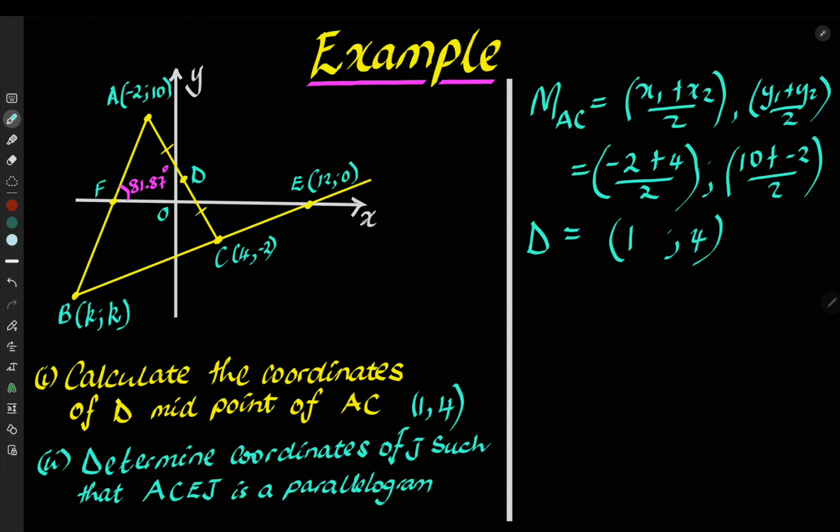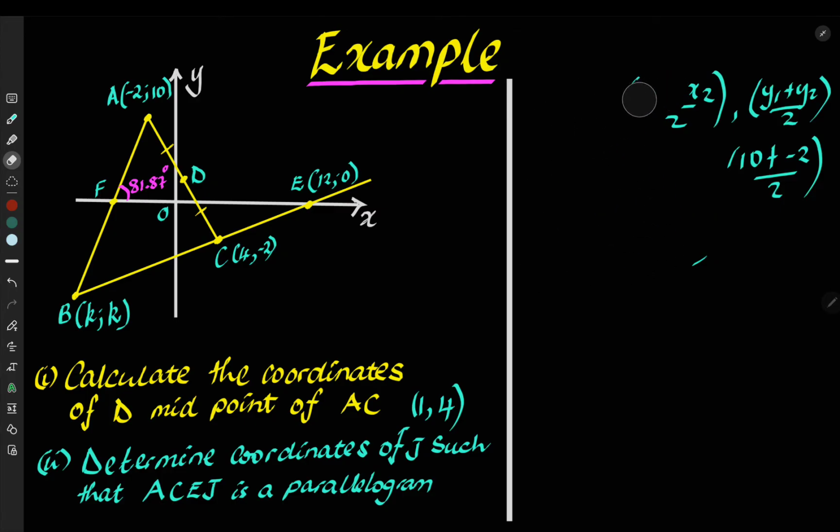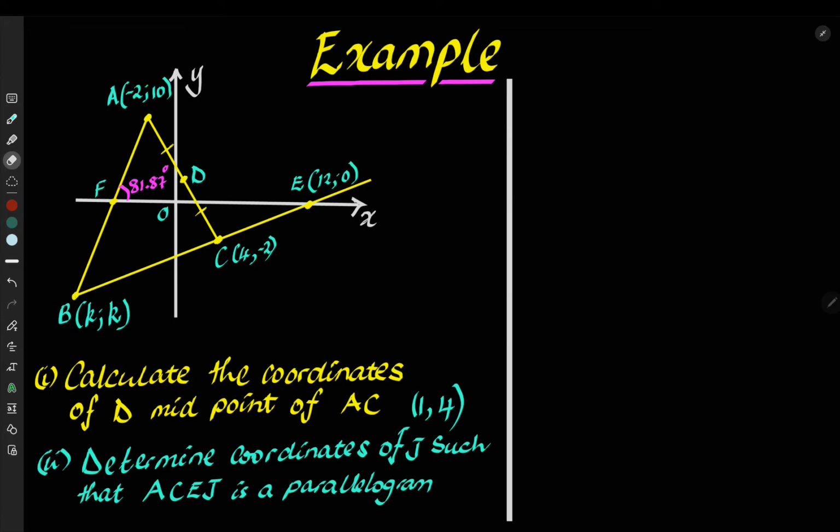Now, in the next question, we are asked to determine the coordinates of J such that ACEJ is a parallelogram. So these questions, they like them a lot. Sometimes they say that the shape will be a rhombus, the shape will be a rectangle, or sometimes a square. So what I'm going to show you here is exactly what you do with all those different shapes.